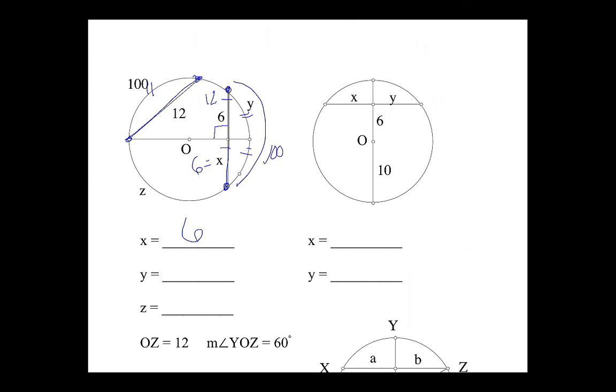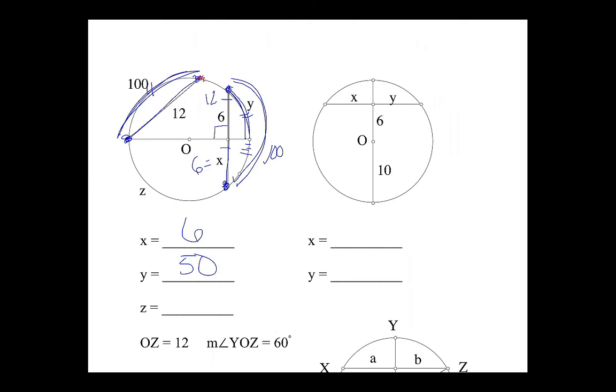So putting it all together, if that arc is 100, and it got cut in half into two pieces, that means this arc of y right here has to be half of that 100, or 50. And then z goes from this point to this point, so we're talking about that minor arc. Well, we already have 100 here, 100 here, but you have to be careful.